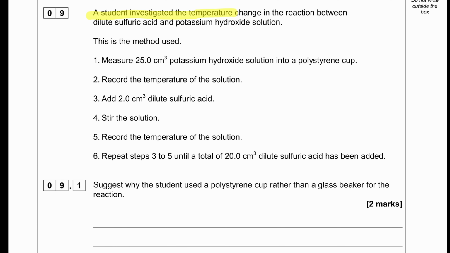A student investigated the temperature change in the reaction between dilute sulfuric acid and potassium hydroxide. Measure 25 cm³ of potassium hydroxide solution into a polystyrene cup. Record the temperature of the solution. Add 2 cm³ of dilute sulfuric acid. Stir the solution. Record the temperature of the solution. Repeat steps 3 to 5 until 20 cm³ of dilute sulfuric acid has been added.